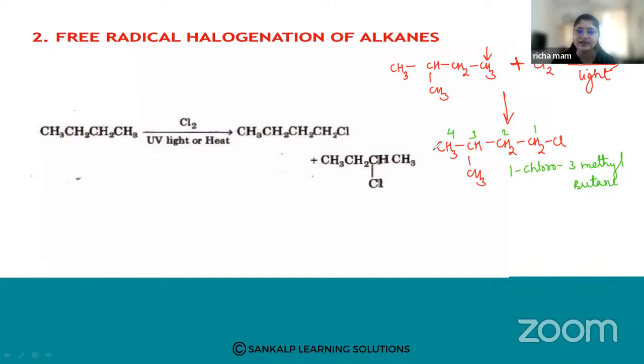Let me see the second structure. This was the first possibility of attack. The second is that it can attack the carbon on the second position. So this will be CH3, CHCl, CH3... CH, and CH3. Give the numbering, if I number this 1, 2, 3, 4. Give the name.